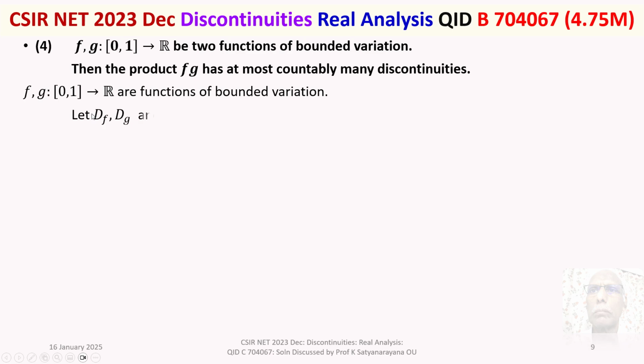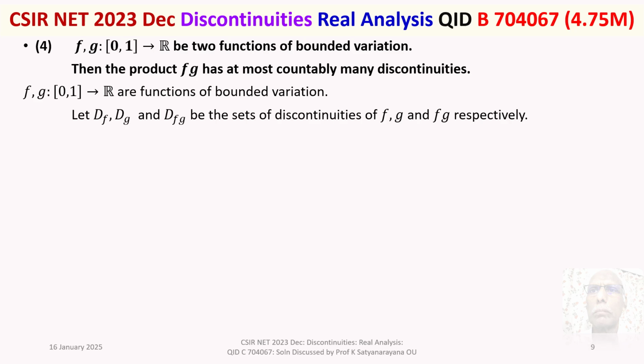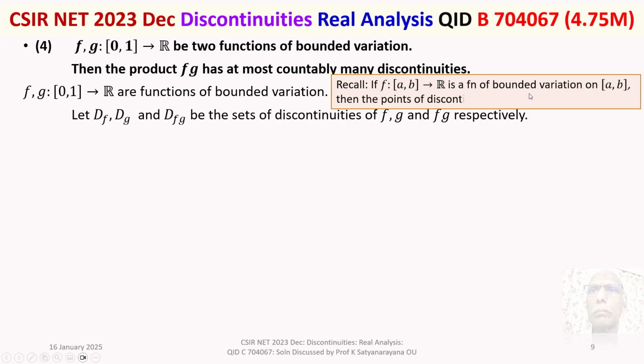Let Df, Dg, Dfg be the sets of discontinuities of f, g and fg respectively. That is, Df is a subset of the closed interval [0, 1] and the elements of Df are the discontinuities of f. Now, we recall a result about the sets of discontinuities of functions of bounded variation. Recall, if f from the closed interval [a, b] to R is a function of bounded variation, then the points of discontinuity of f form a countable set.